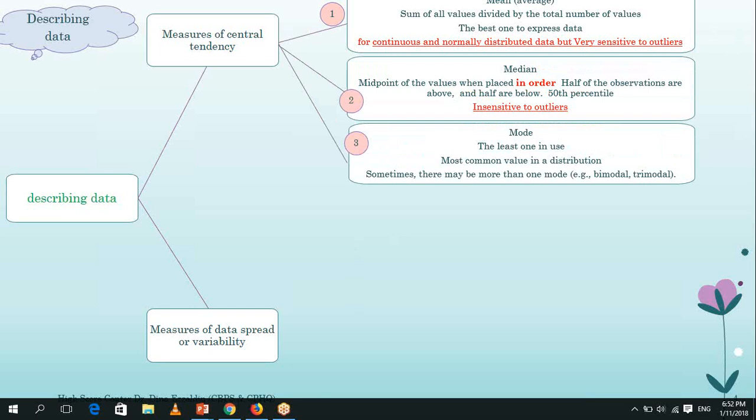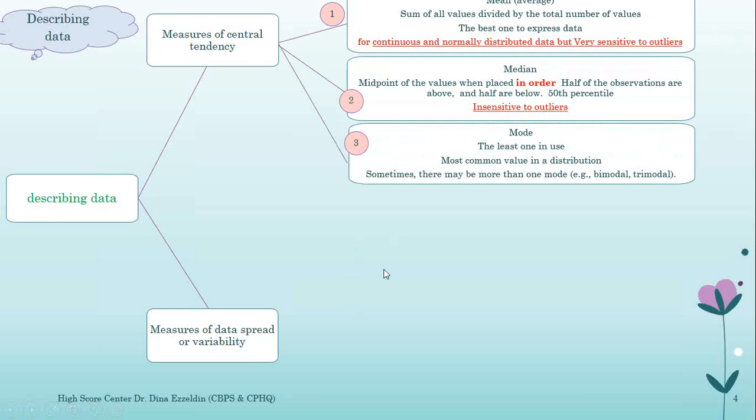This is the least one in use, most common only in the nominal data because it's less expressive of the central tendency. Again, I want you to know the mean is for interval or ratio, which is continuous data, normally distributed, must be normally distributed, because we make calculation, sum and division. We couldn't make any calculation in the qualitative data. So it's only for the continuous data, which is normally distributed.